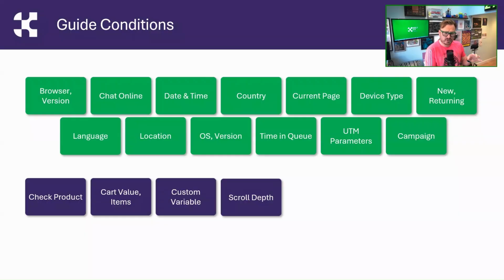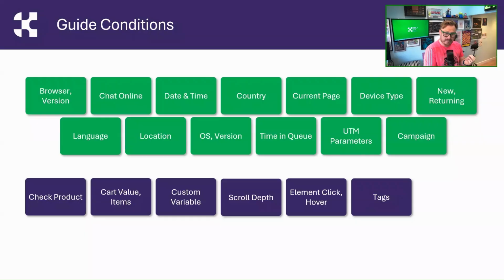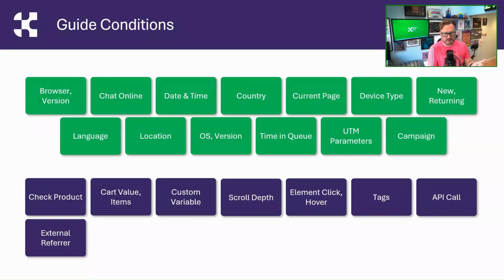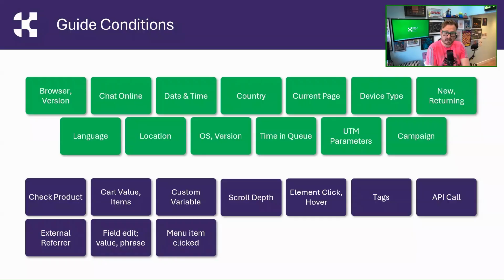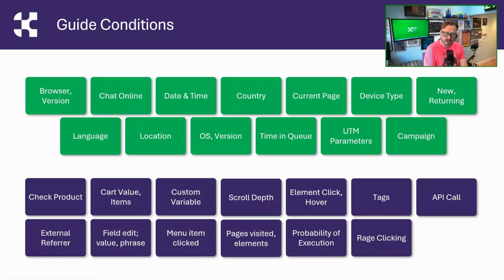Custom variables, scroll depth, so how far down a page have I been, if I'm clicking on or hovering on an element, tags, an API call, external referrers if you're using marketing campaigns, edits to fields, entries of certain values or phrases, if you've clicked on certain menu items, if you visited certain pages, probability of execution, rage clicking. So essentially, if you're on a page and you're going click, click, click, click, click, offer something there, and time on the current page or site. There are a few others outside of this, but these are the biggies.